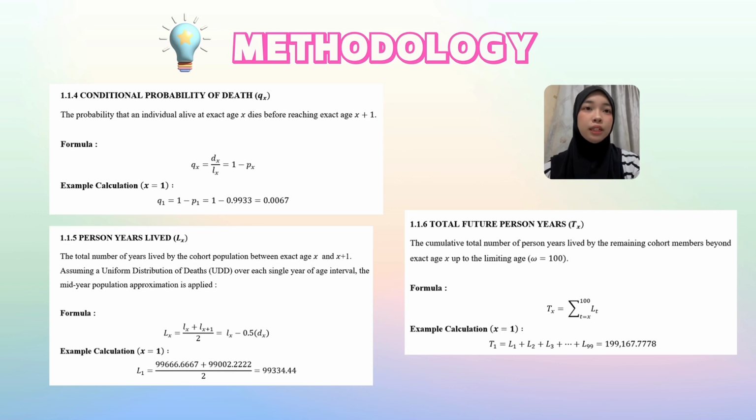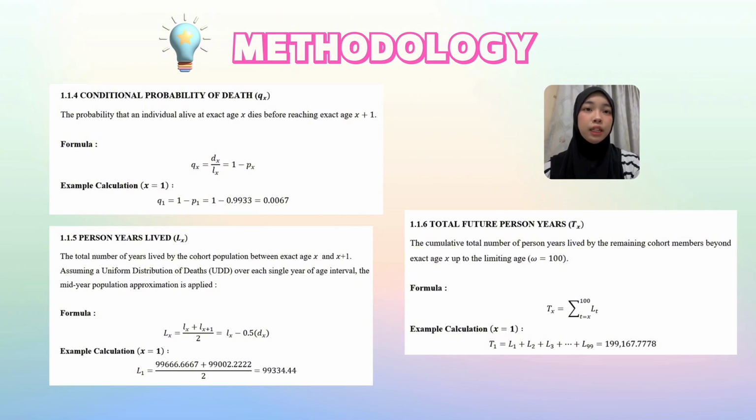Second, the total person years lived. This captures the cumulative number of years lived by the cohort from age x all the way until the ultimate age of the table, x equal to 100. It is calculated by summing up the Ly values for all remaining ages.